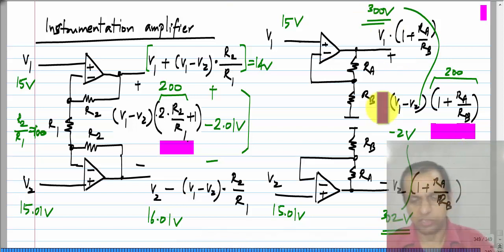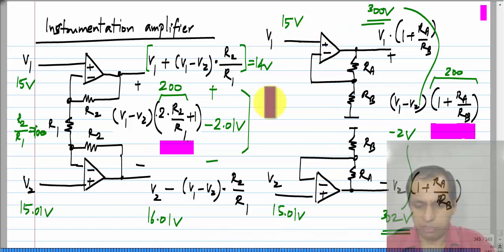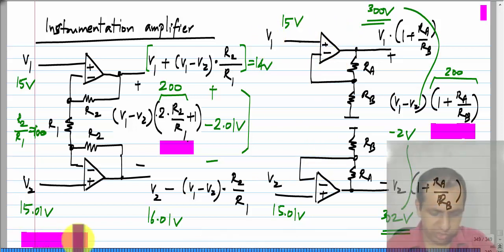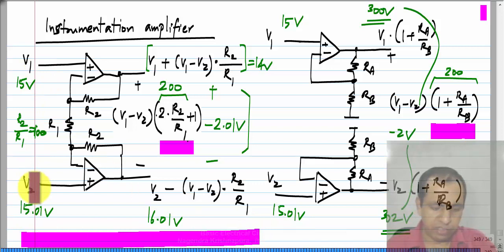In fact, this is completely impractical. If you have op amps with, let us say, 20 volt power supply, you cannot have a 300 volt output. This we will see later, but you can see that this 300 volts is too high and this 302 volts is also too high. Two separate amplifiers like this individually amplify V1 and V2, whereas an instrumentation amplifier like this does not amplify the individual voltages much. V1 comes out as it is, V2 comes out as it is. What gets amplified is only the difference.